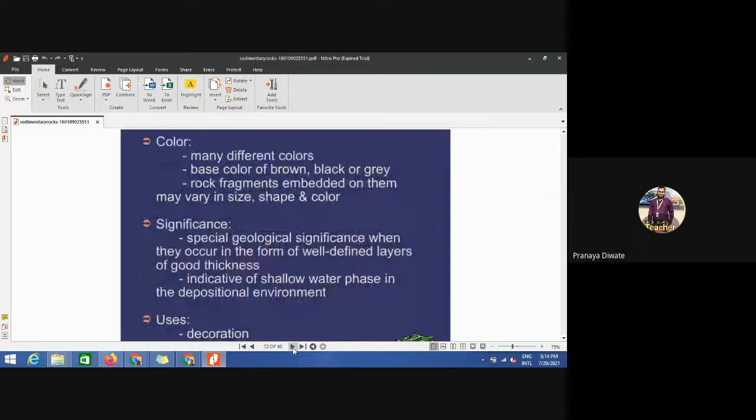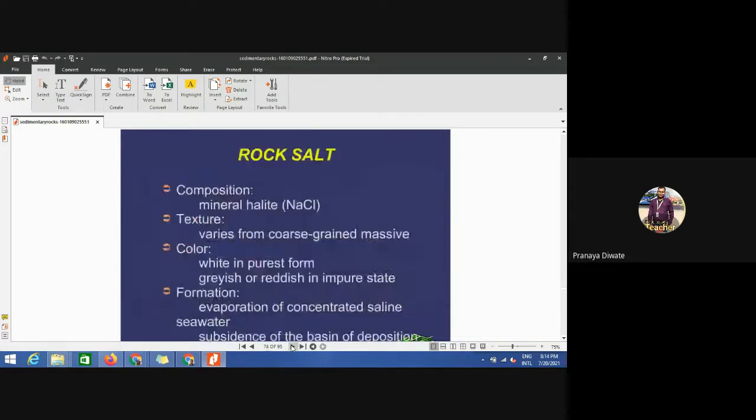They have many different colors, like a base color of brown, black, or gray, and you can find different colors in this one. This is how your conglomerate is.